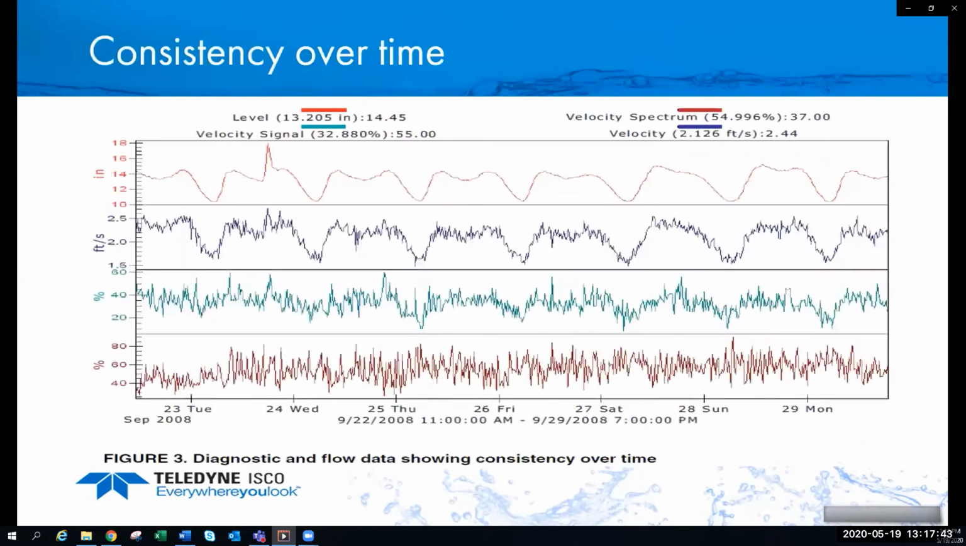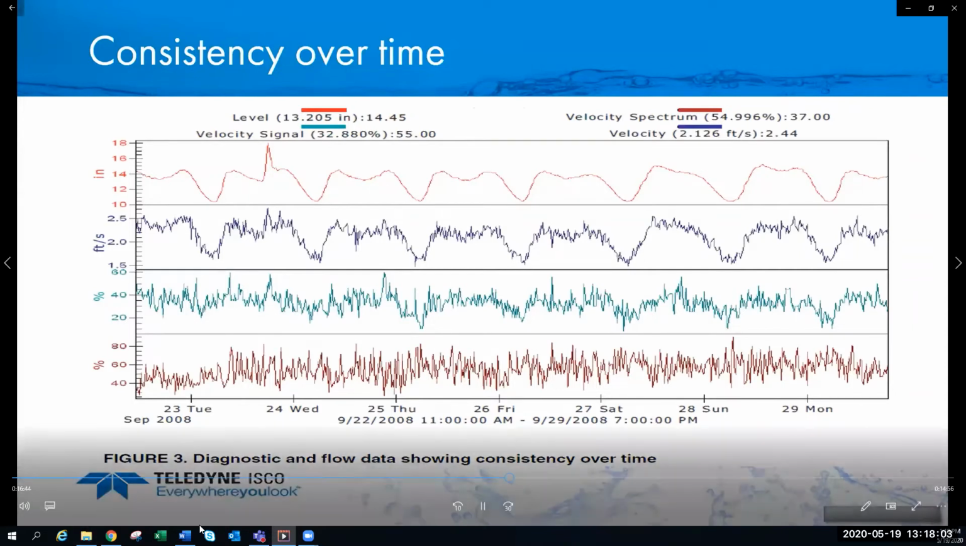Now, when I look at the signal and spectrum and ratio, as shown in this graph, I like to look at the trend over time, and we want the consistency. So the signal strength here is averaging around 40%, the spectrum's around 55%, and so I'm not so concerned about what the actual number is, but more the trend.